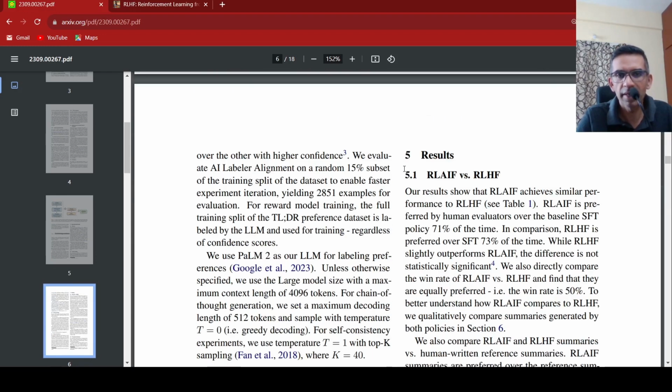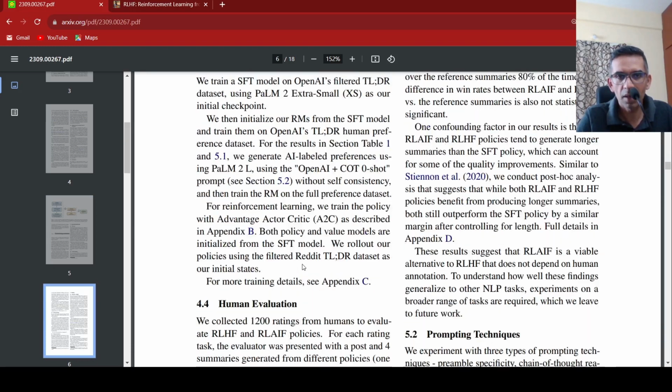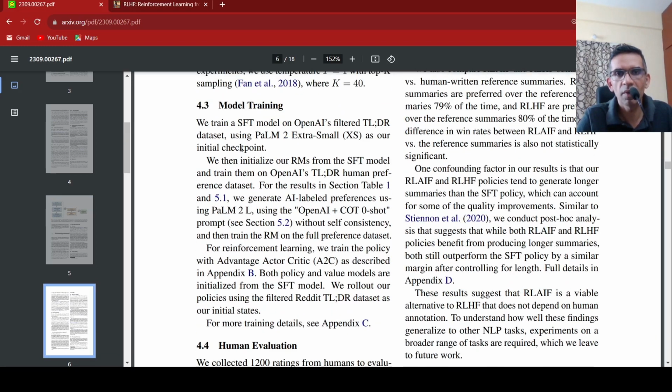Right? You can read the details over here. So they used PaLM-2 as the LLM for labeling preferences. PaLM-2 is a model from Google, so they are using that as the LLM for labeling preferences. And they made use of a PaLM-2 extra small instance as our initial checkpoint to train the supervised fine-tuned model.